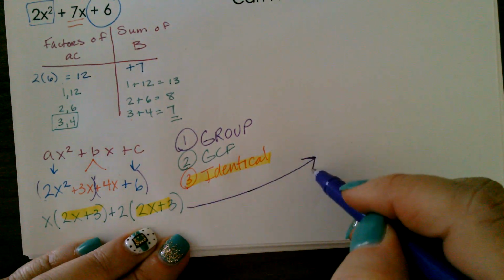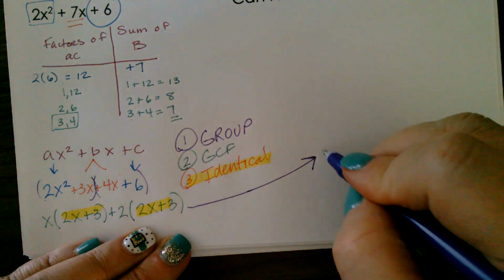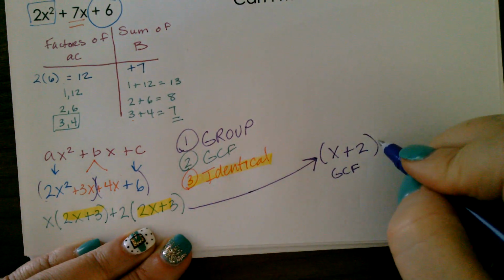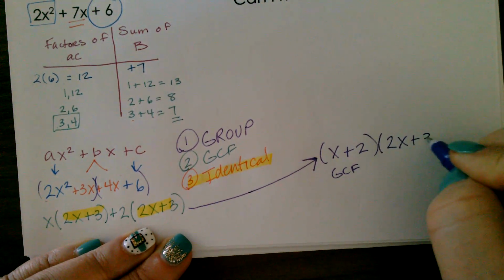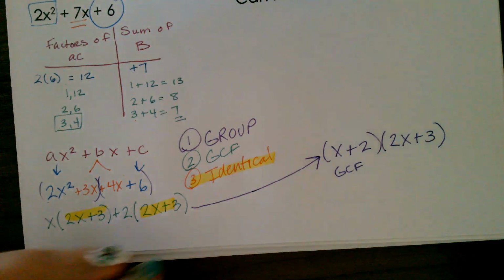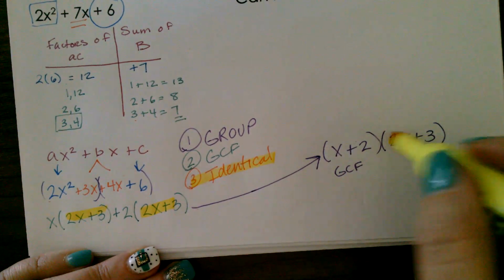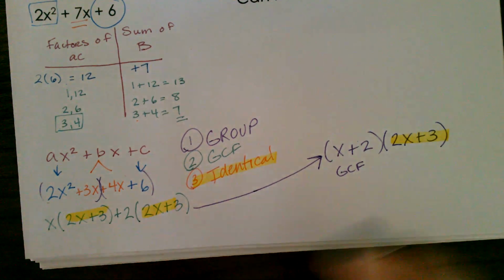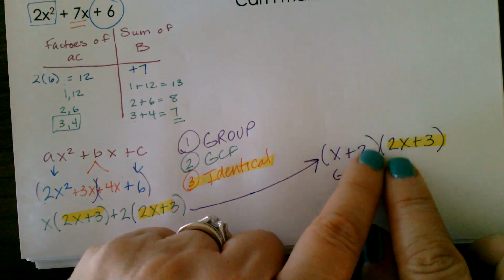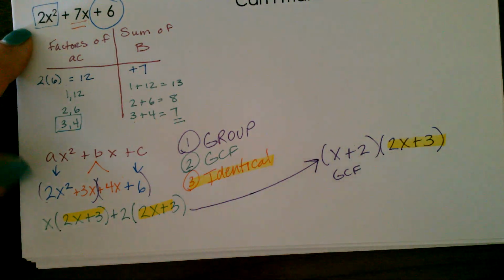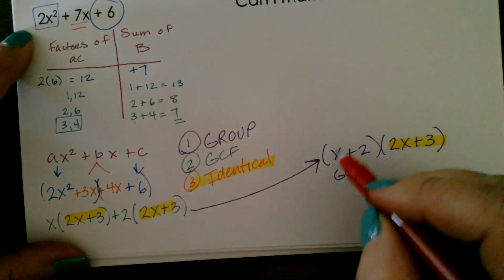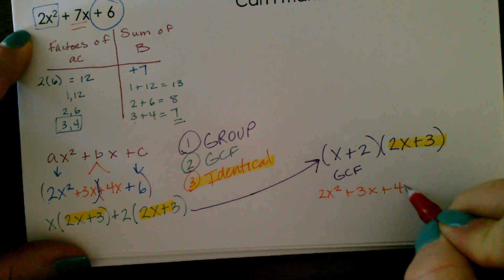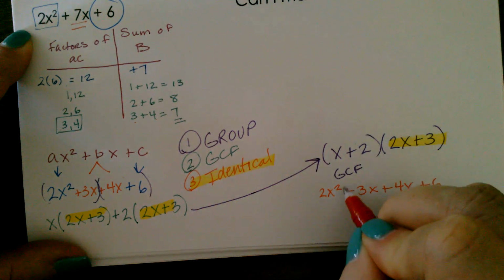I'm going to move over here. Combine the greatest common factors and one of the identical. And I would end with x plus 2 times 2x plus 3. That means at some point, if we FOIL this out, we would end there. So I'll quickly FOIL that out. I get 2x squared plus 3x plus 4x plus 6.